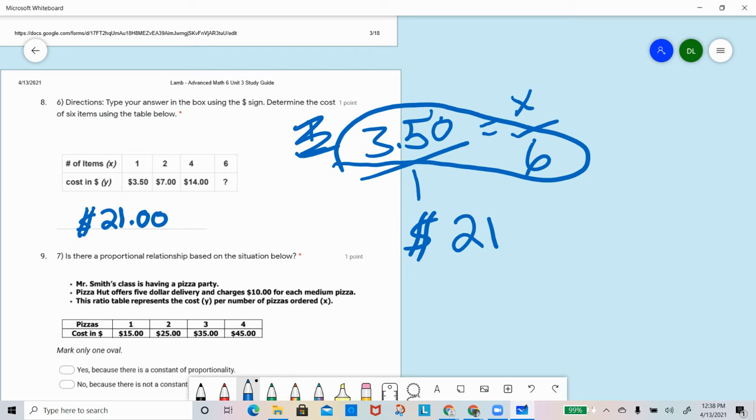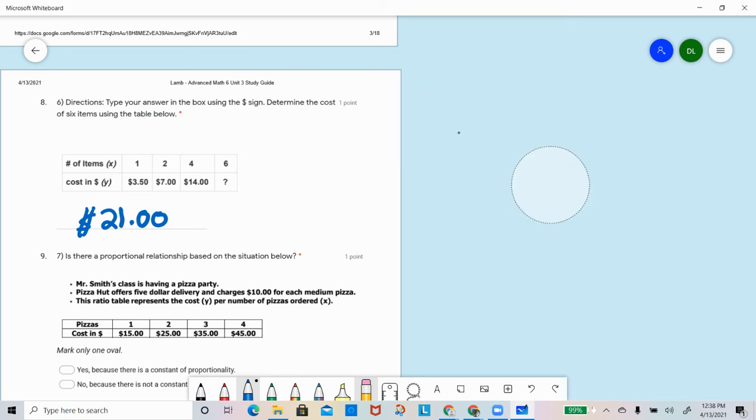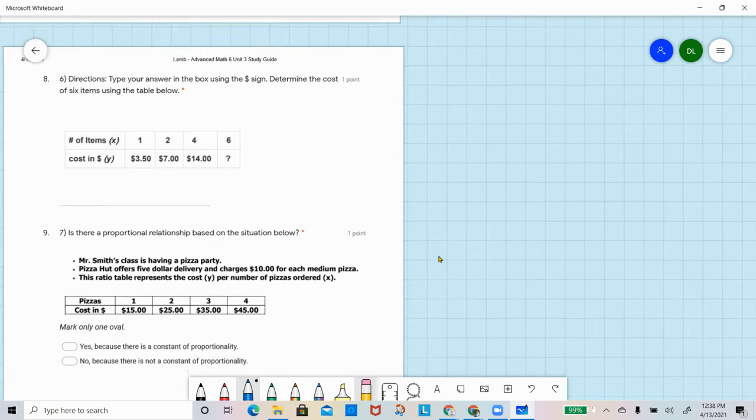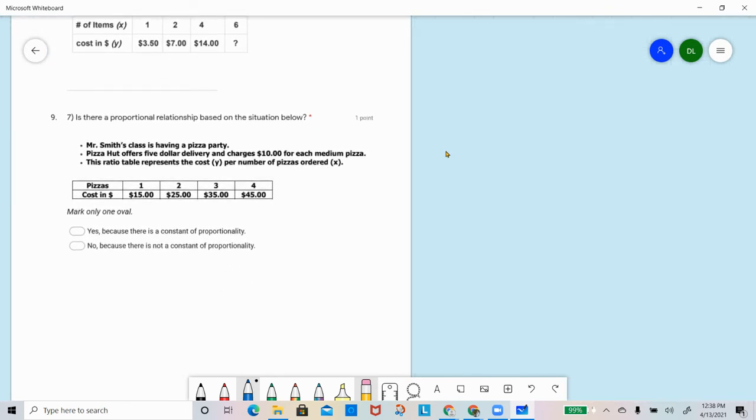Okay, so again, how do you find that? Well, if 1 costs $3.50, 6 just costs 6 times as much. Just multiply by 6. Get rid of all of this. Move on to question number 7. So here we go. We have question number 7. Is there a proportional relationship based on the situation below?